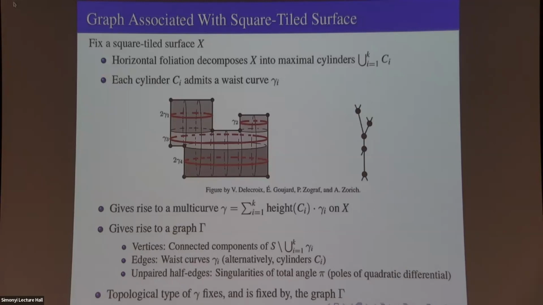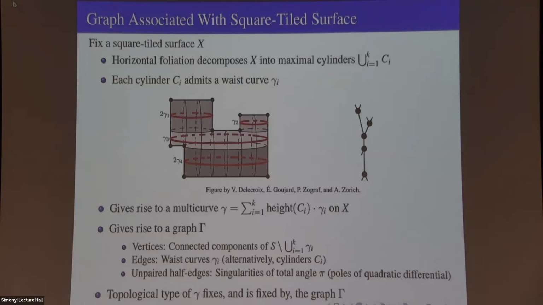In this case, as I've just mentioned, you have 4 edges coming from these 4 cylinders, and you have 5 vertices coming from the fact that there are 5 connected components you get by cutting along them. So the topological type of this multicurve, now associated with the flat surface, is fixed by this graph. This graph will tell me everything about the topology of this surface.